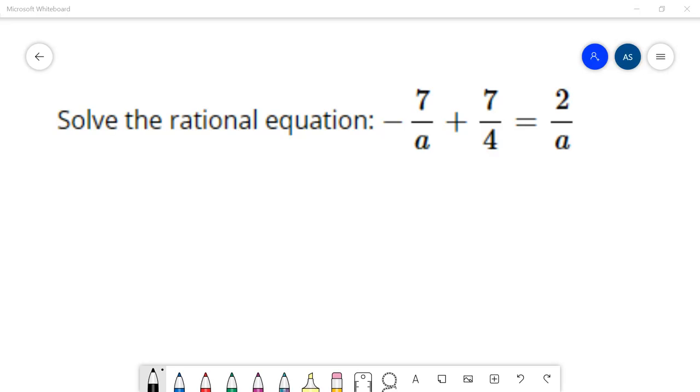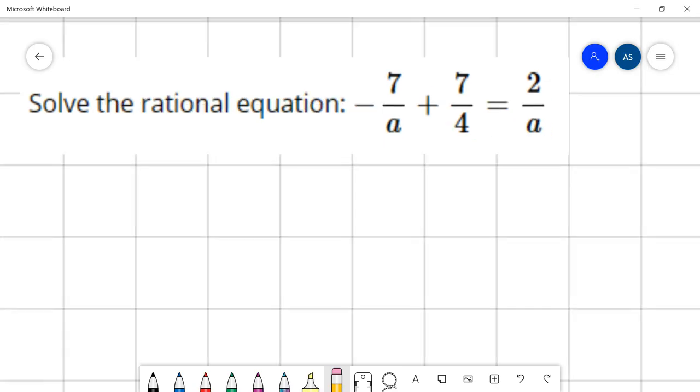In this question, we have solve the rational equation. I believe this is question 14. Negative 7 over a plus 7 over 4 equals 2 over a. So we have an equation because it has an equal sign, and we're solving the equation. We're going to try to find the value of the variable that makes this equation true.